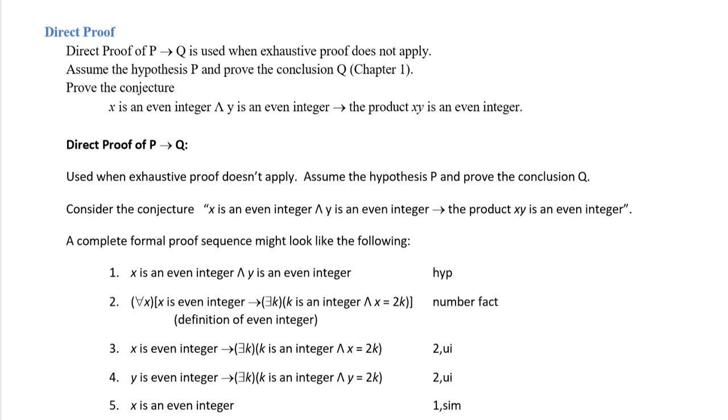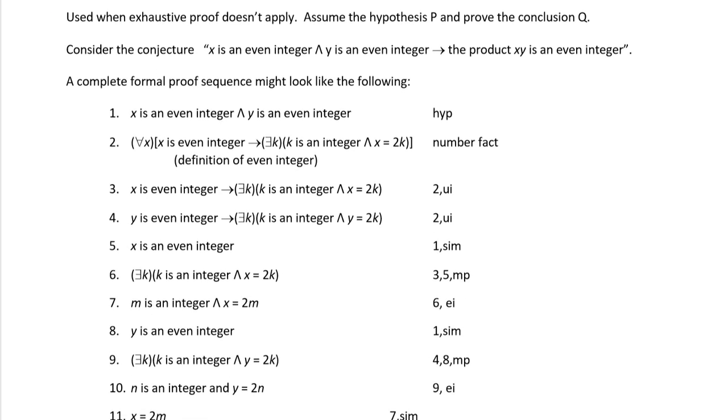Prove the conjecture: x is an even integer and y is an even integer. If this is true, then the product x times y is an even integer. So here we could use direct proof as we've seen in the previous section. So what we're going to do, we write down the hypothesis. x is an even integer, y is an even integer. And then, this is by definition of even number.